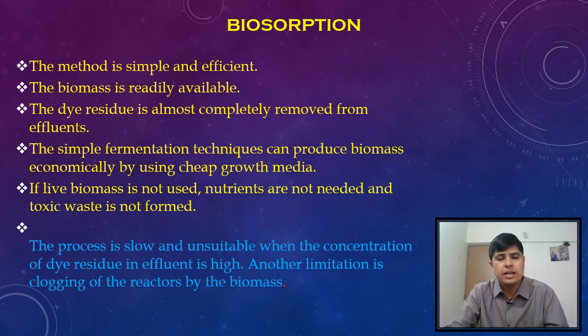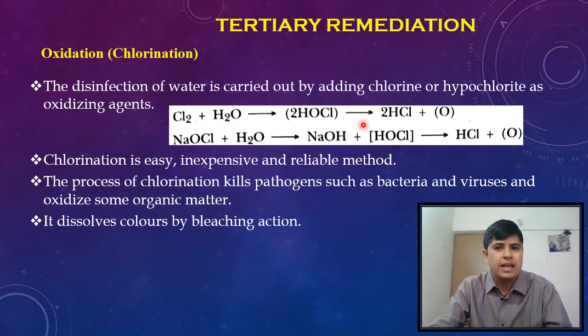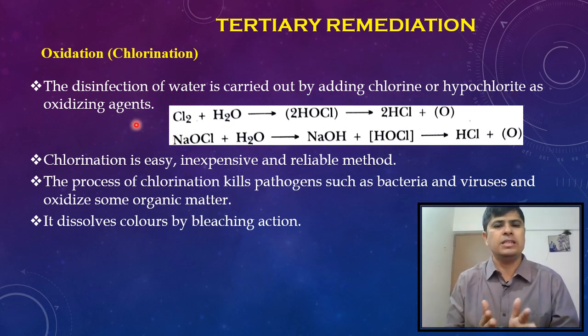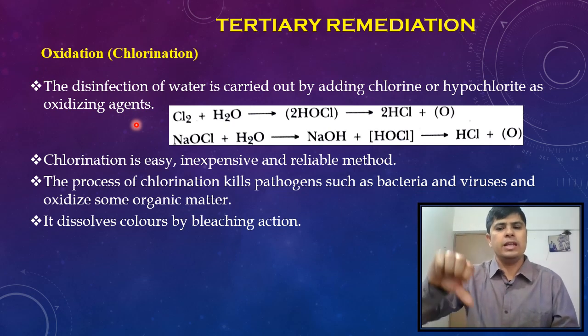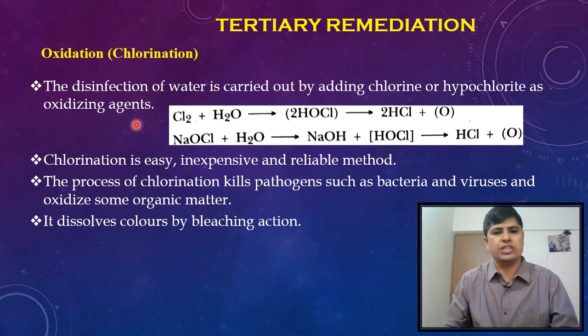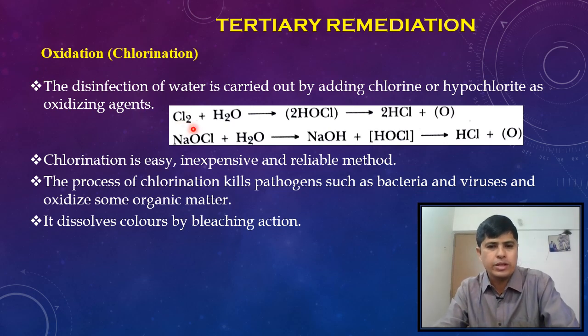Now let us see the tertiary remediation process, or we can say chemical process. Here it involves chemical processes like oxidation. Chlorination comes under oxidation. The disinfection of water is carried out by adding chlorine or hypochlorite as an oxidizing agent. So this is chlorine, this is hypochlorite. When it is added to water, there is formation of hypochlorous acid.